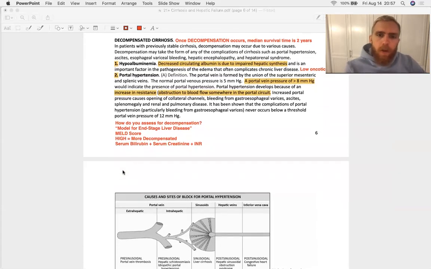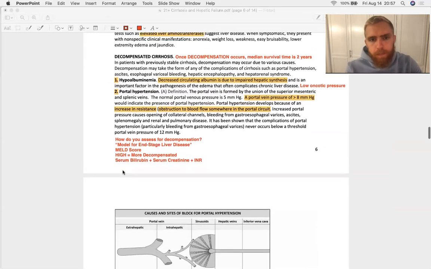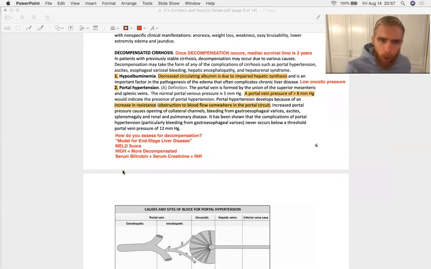Decompensation. As we started off by saying, once you decompensate, you've got an average survival time of about 2 years after that. It's very easy to snowball once your liver just can't put up with it anymore. And this begins the heart of this SDL, I should say. This is where most of the test questions are going to come from.